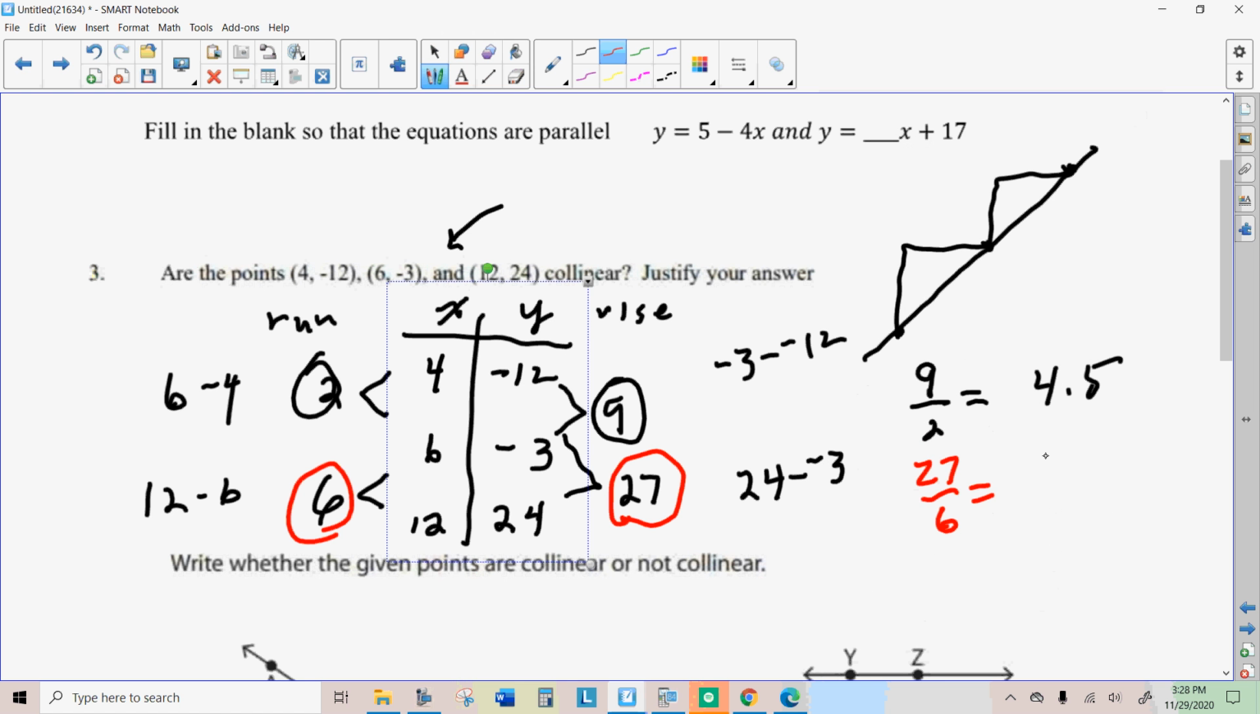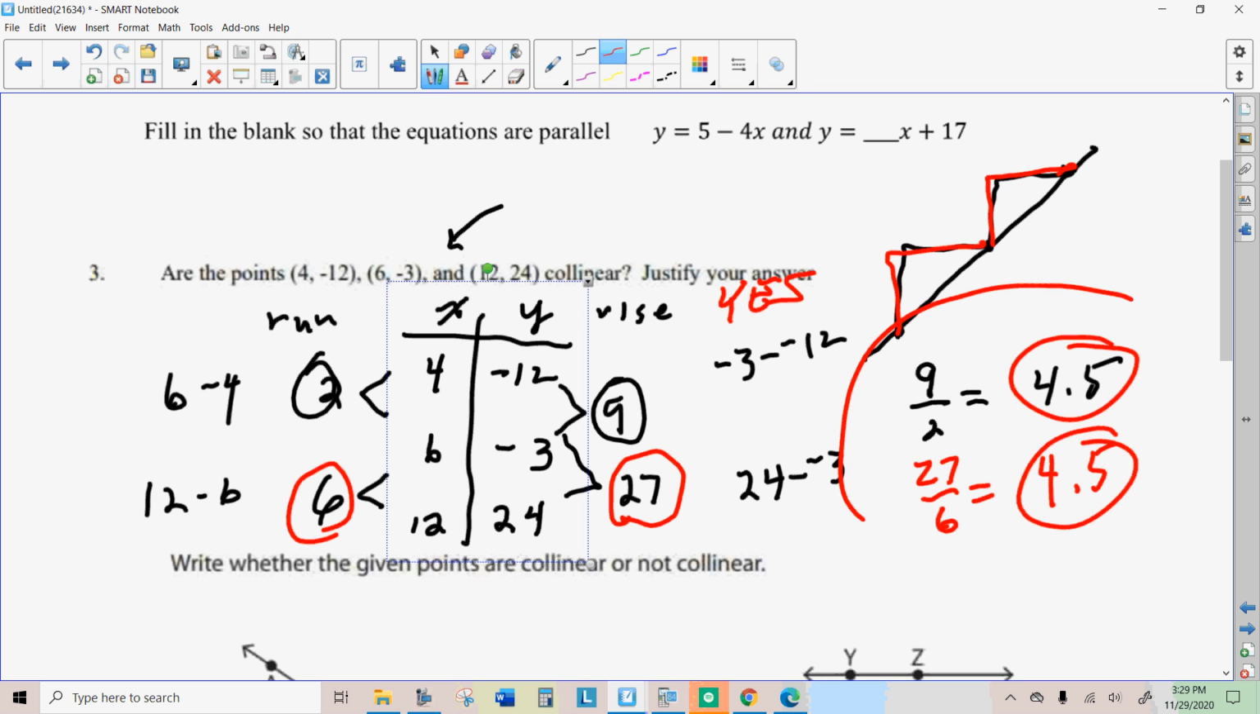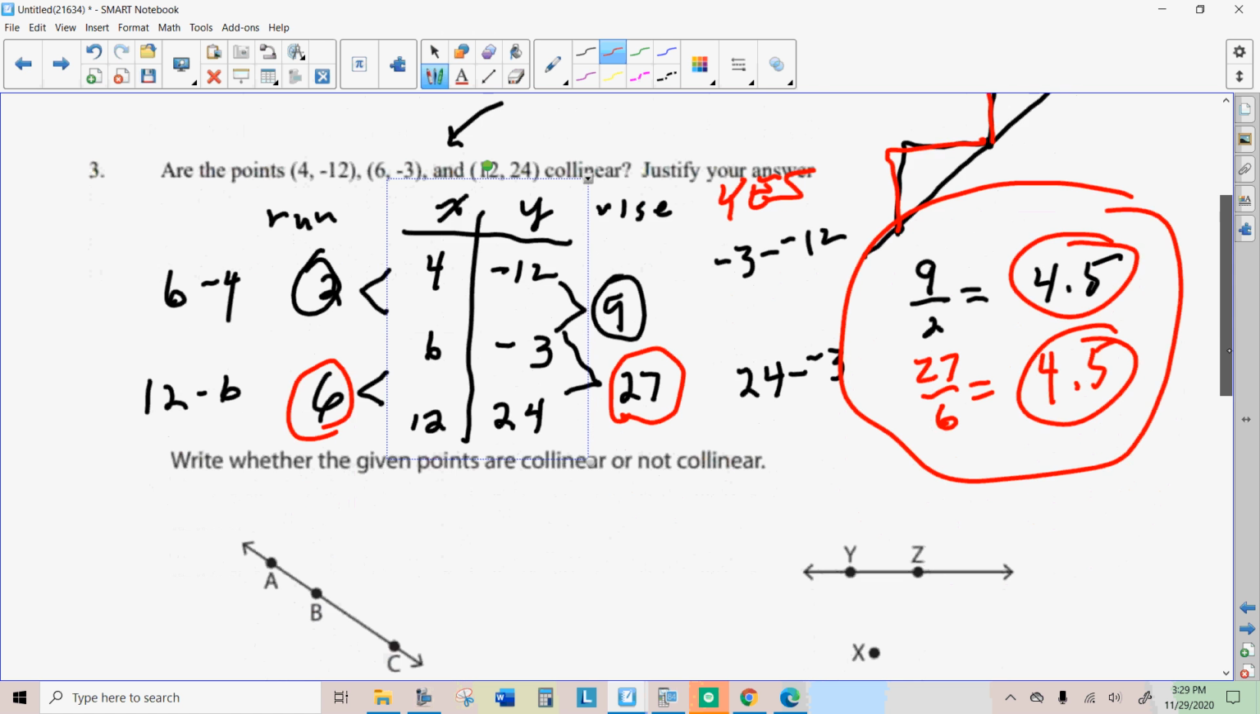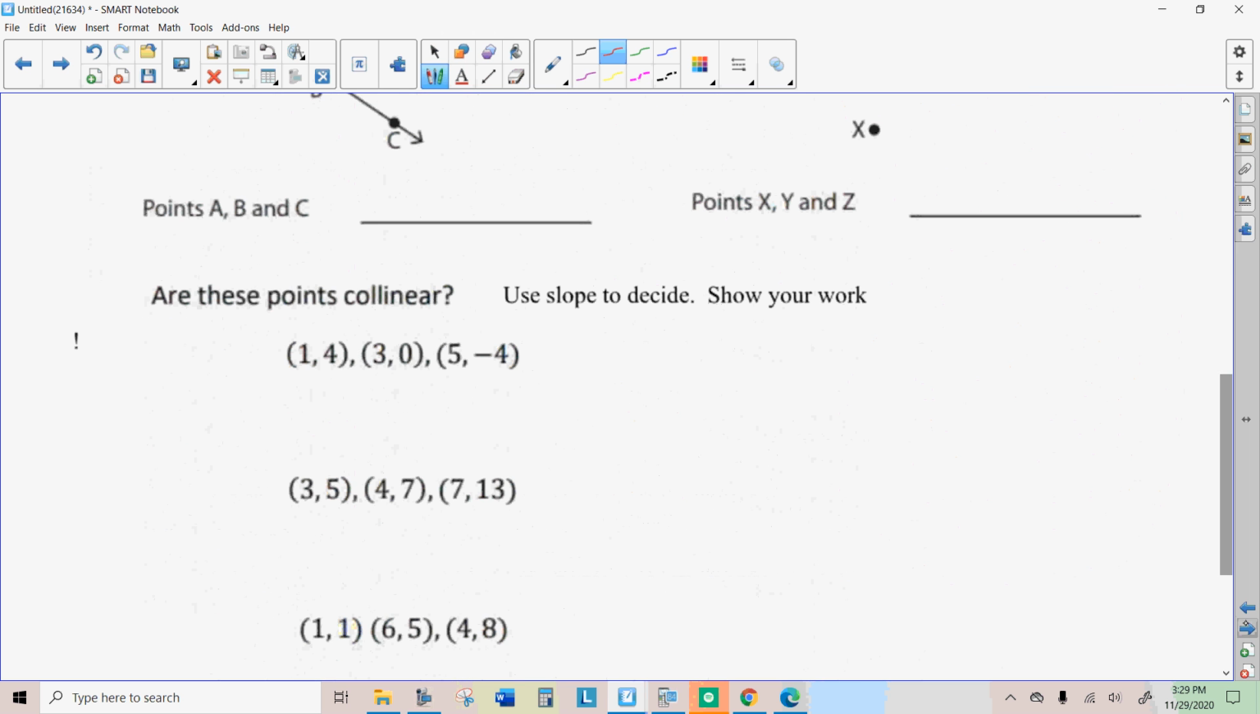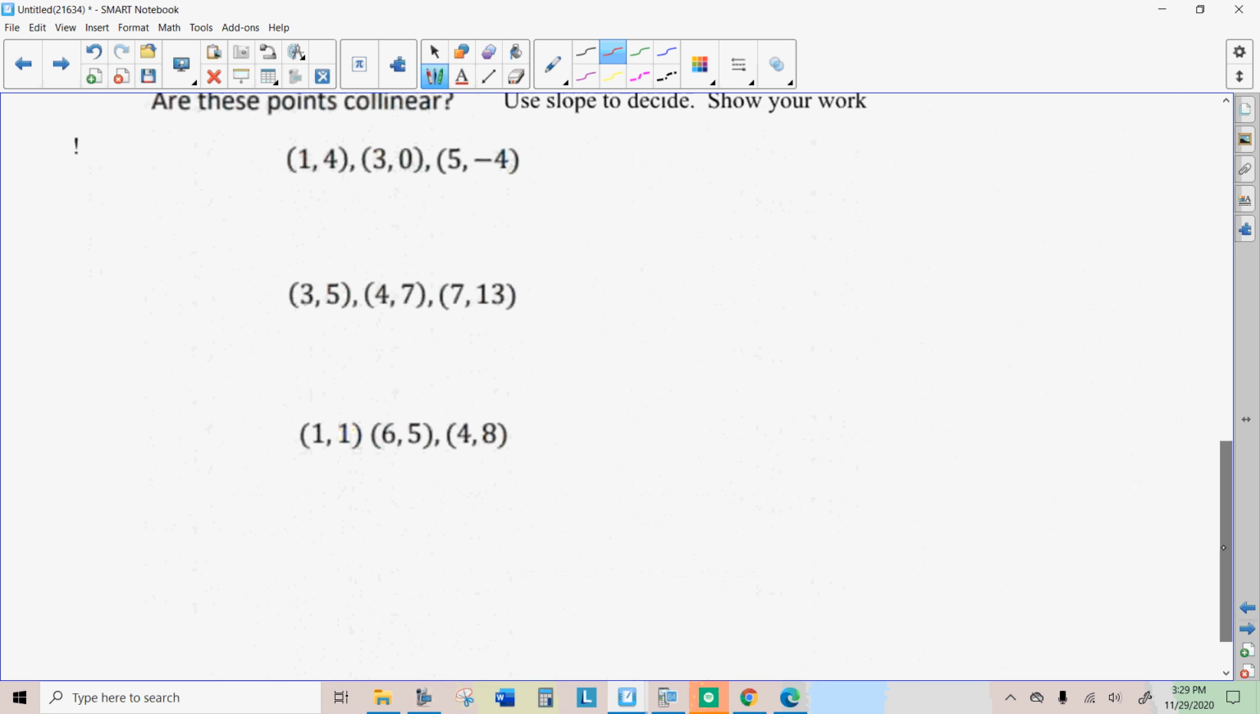Now, since those are both the same, we have the same ratio of rise over run, which means my 3 points are collinear. So we're going to say yes, and my proof is right here that we get the same rise over run between both pairs of points. All right. One more problem to go over here.